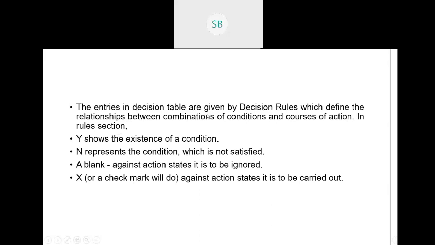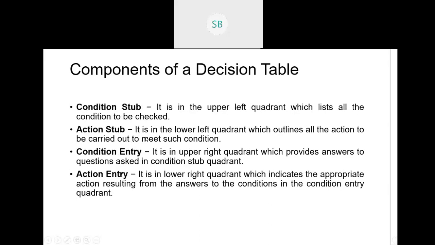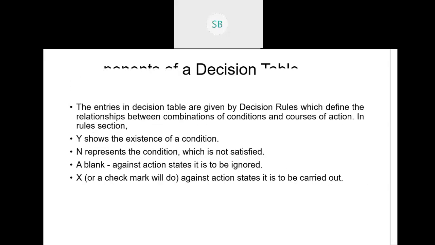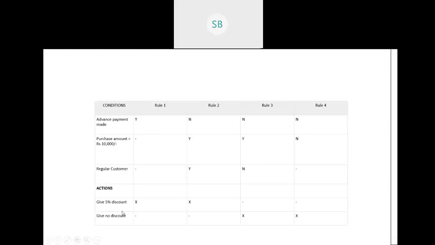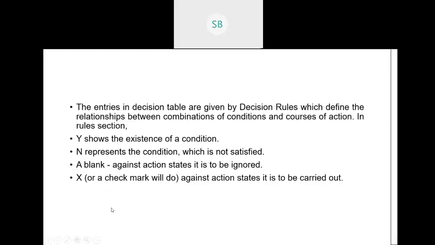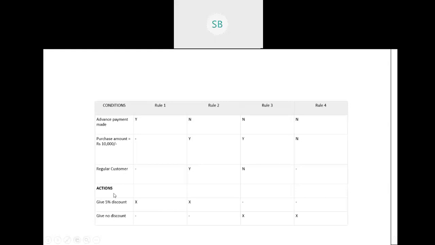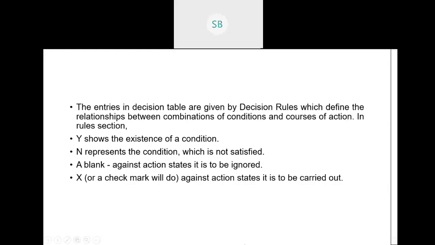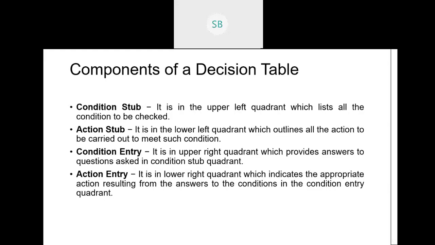Next, we just go back. We have the action stub. It is the lower left quadrant which outlines all the actions to be carried out to meet such conditions. So if you have a condition, the actions you need to take are described in the action stub. You can think of it as four quadrants. This is the condition stub, this is the action stub, this is the condition entry, and this is the action entry. Four quadrants.